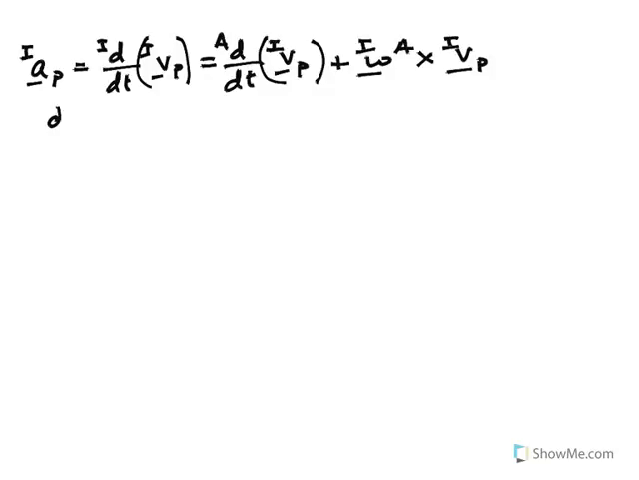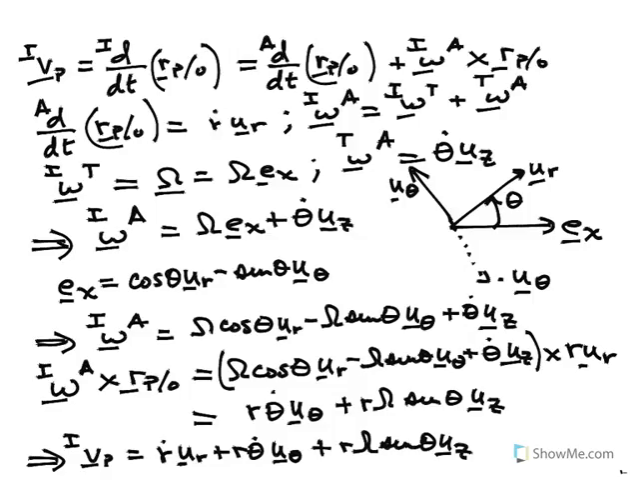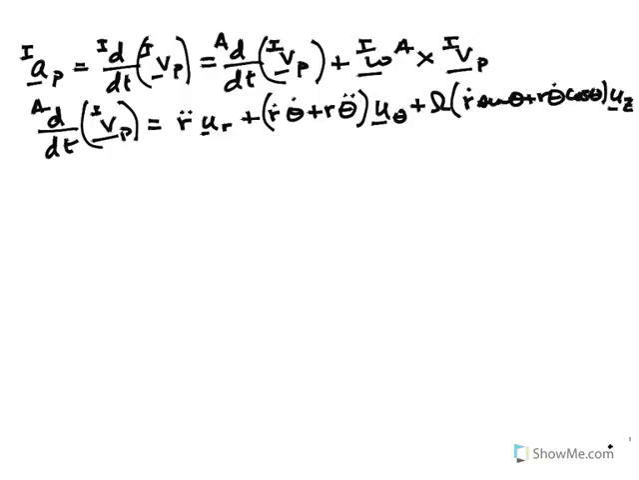Now let's do this. d/dt in A of the inertial velocity is equal to R double dot U_R plus R dot theta dot plus R theta double dot U_theta, and then because omega is constant I get plus omega times R dot sine theta plus R theta dot cosine theta times U_Z. And that just comes from the fact that I was using that inertial velocity from before.